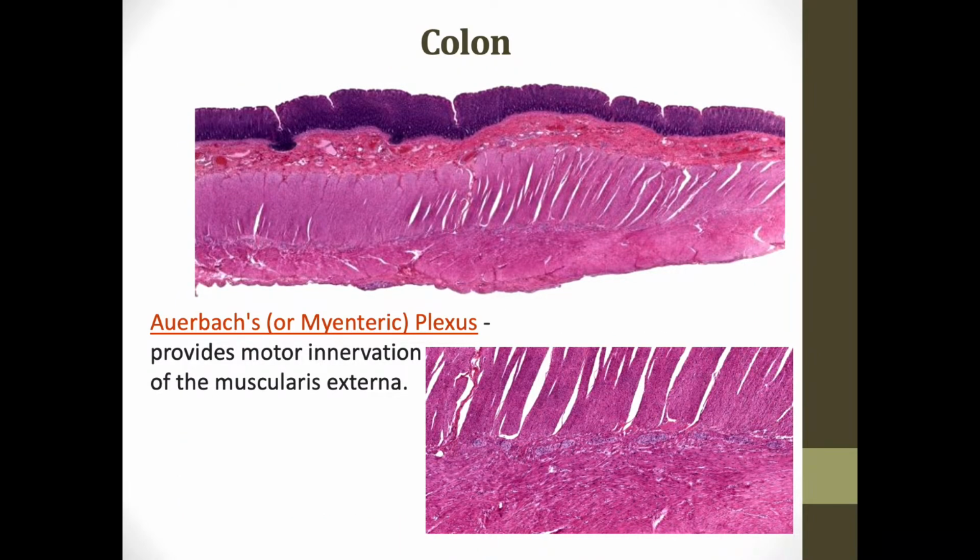It's the wall of the colon. The mucosa with numerous glands, then submucosa, then the muscularis here, and especially in this higher magnification the myenteric or Auerbach's plexus is visible, which provides motor innervation of the muscularis.